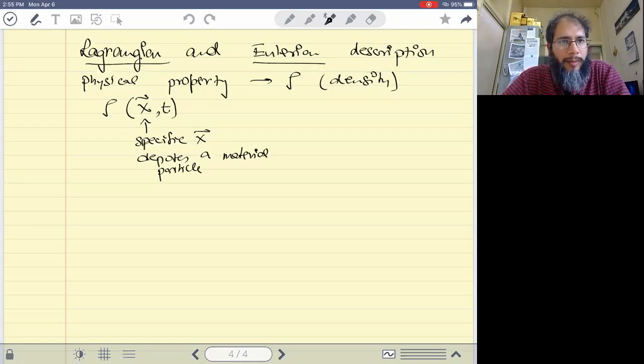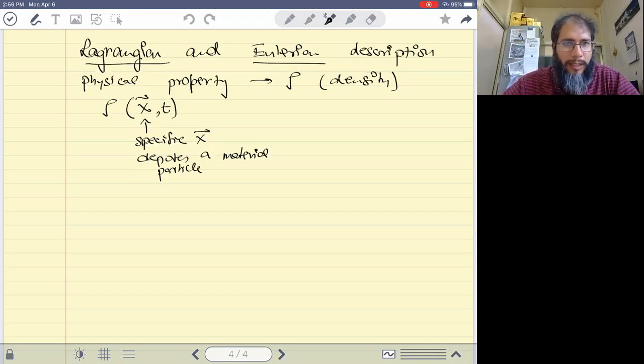It could be anything. It could be the force or the stress. It's a physical quantity, so it could be any other physical quantity. So density can be specified as a function of capital X and t. Now, if I specify this density for all possible values of capital X and all possible values of t, then I have given you the complete information about the density field. You know the density of each and every particle, at all times, at all configurations. So you know the density field completely.